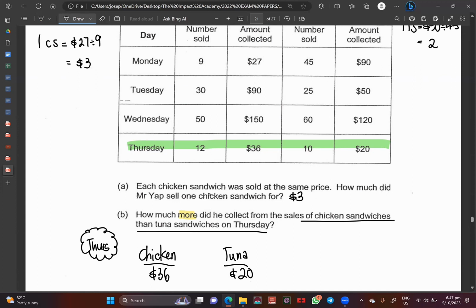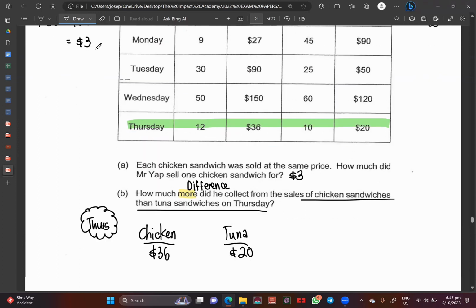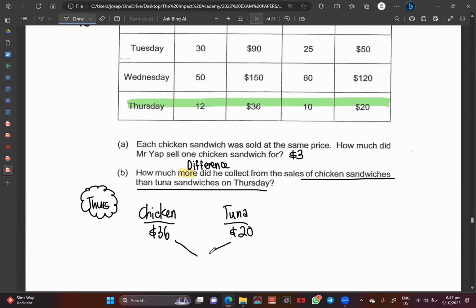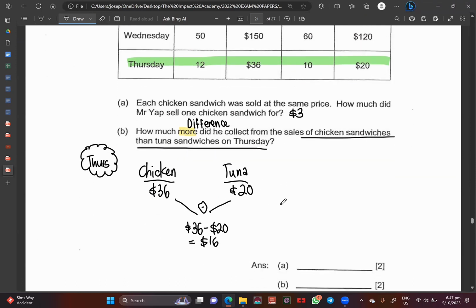Because the word "more" means what? What does it mean to you? It means the difference. You all agree so far? All right, so what is the difference between this and this? When I say difference, it means that I have to minus, isn't it? Big minus small. What is my answer? My answer is 16. And that is the answer for part B.